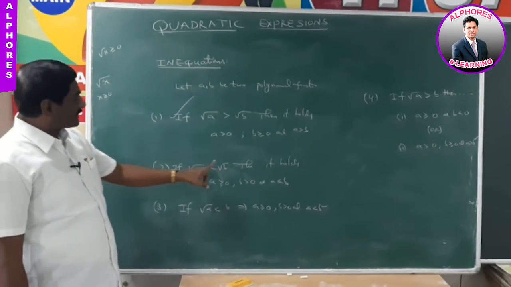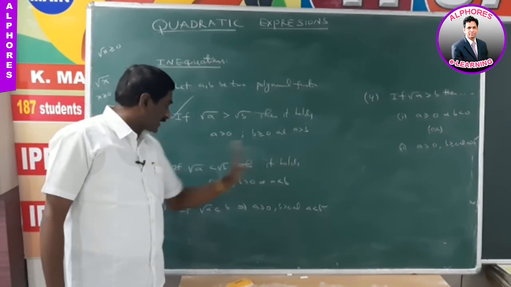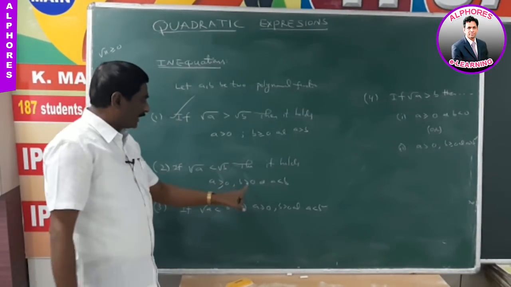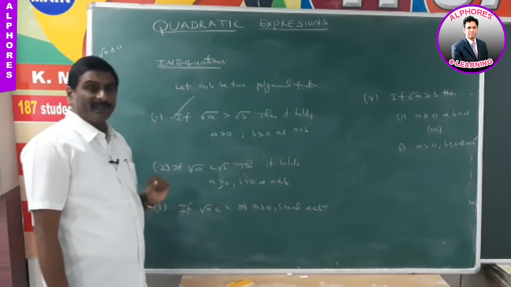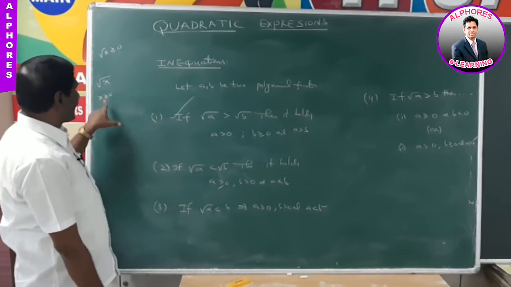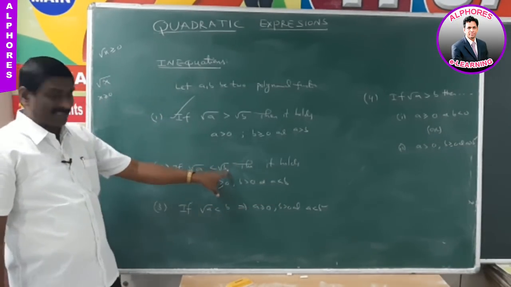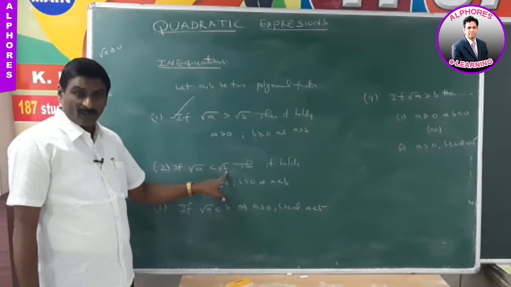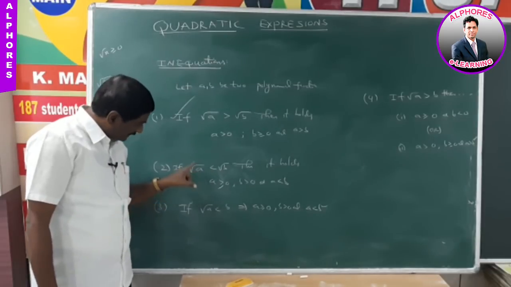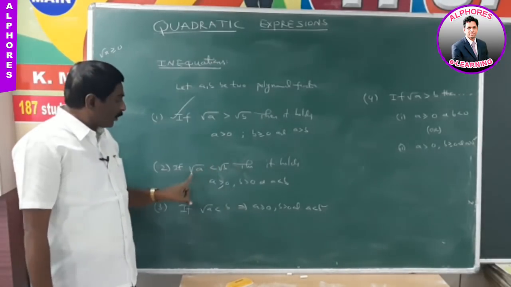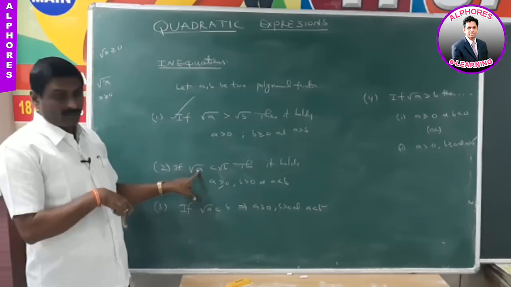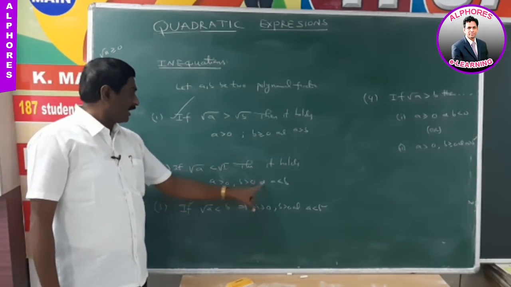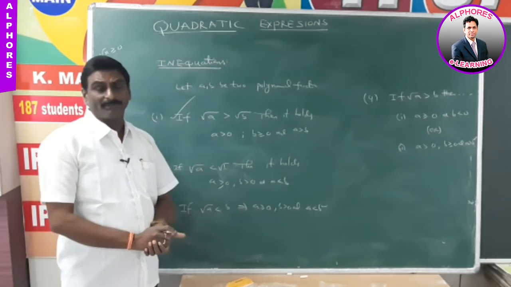Next, second one. If √a < √b, then it satisfies the following conditions: a ≥ 0, b > 0 and a < b. Here √a is defined when a ≥ 0, and b ≥ 0. If a = 0, b = 0, it fails. So a is the lesser value, b is the greater value. So we take a as 0 or more than 0, b is more than 0. That means a ≥ 0, b > 0. After squaring on both sides, we get a < b.